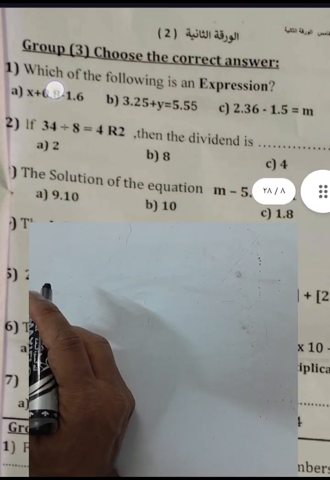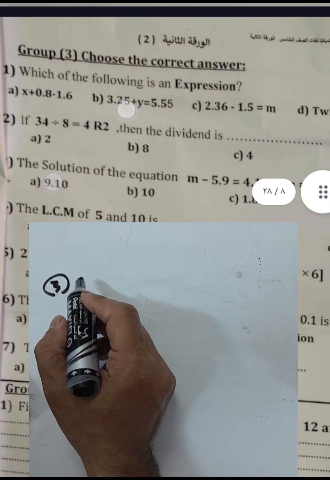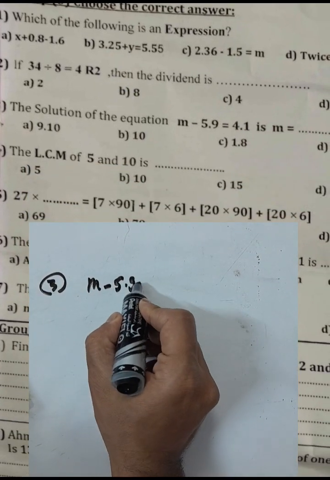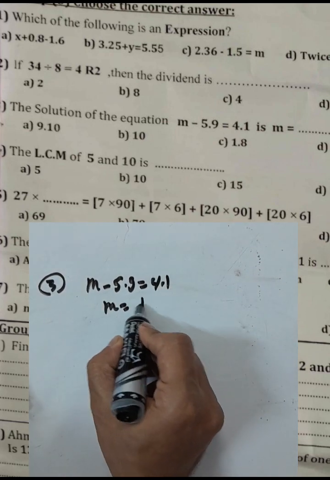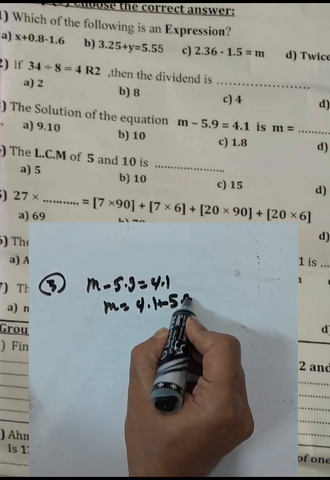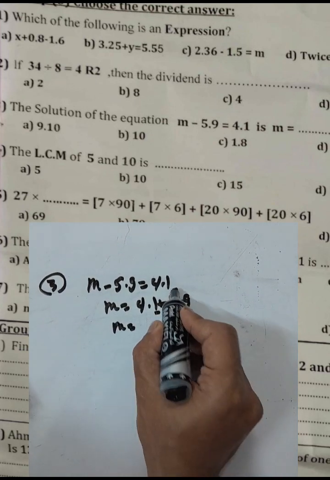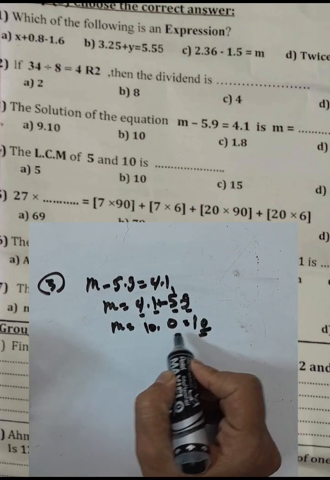Question number 3, the solution set of the equation m minus 5.9 equals 4.1. We can find the value of m by adding 4.1 plus 5.9. 9 plus 1 equals 10, write 0 and carry 1. 5 plus 1 is 6, 6 plus 4 equals 10. Then the value of m here equals 10.